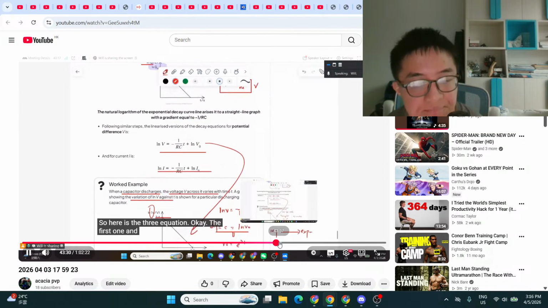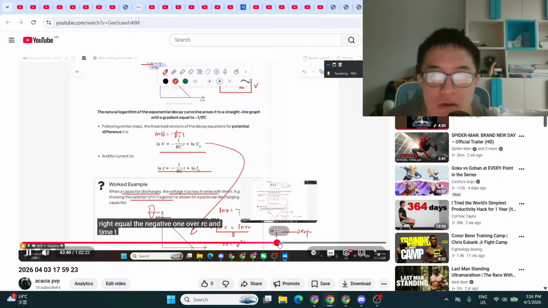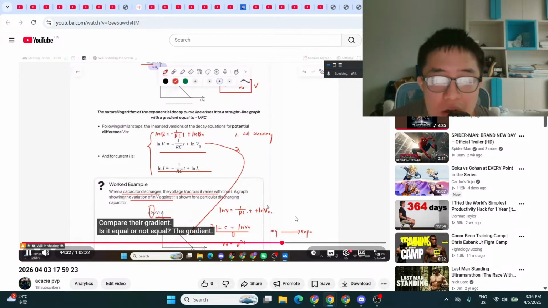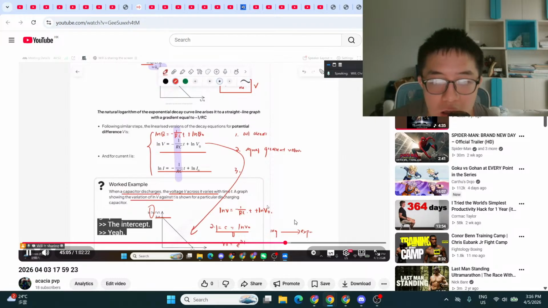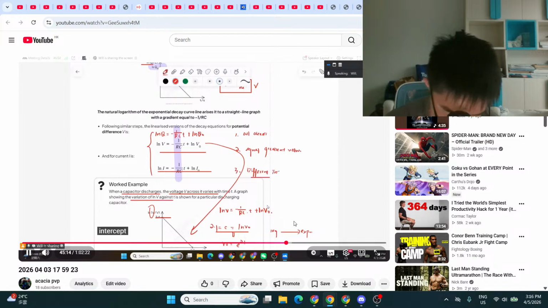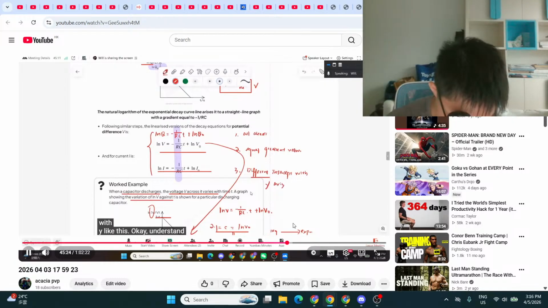The first one, and another one is log Q equals negative 1 over RC times t, plus the intercept. The gradients are all equal, yes, ultimately equal. But which variable is not equal from the graph? The intercept. Yes, a different intercept with the y-axis. Understand that?